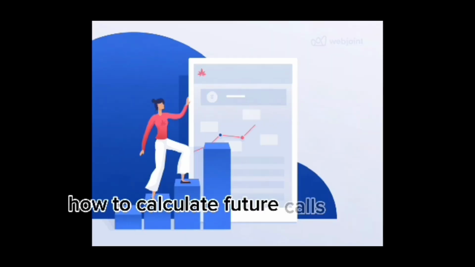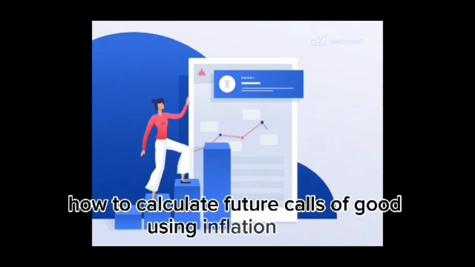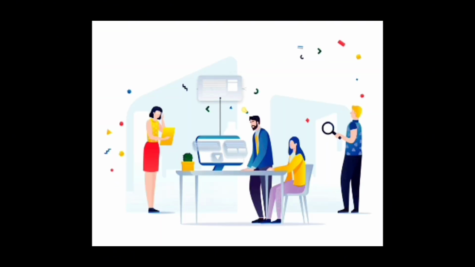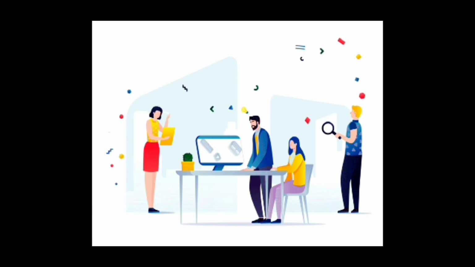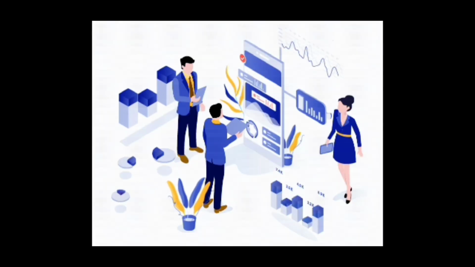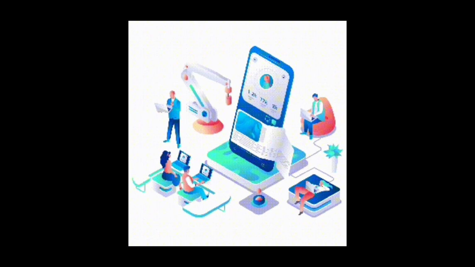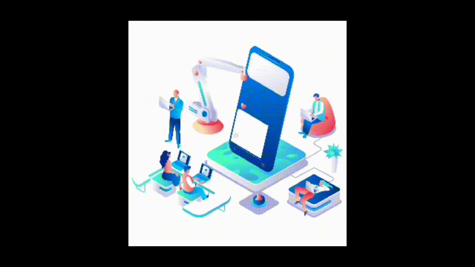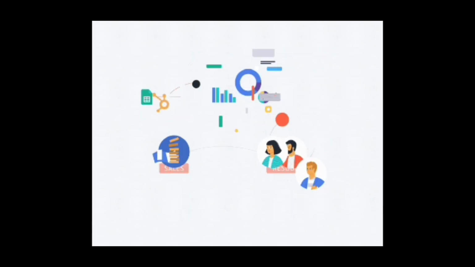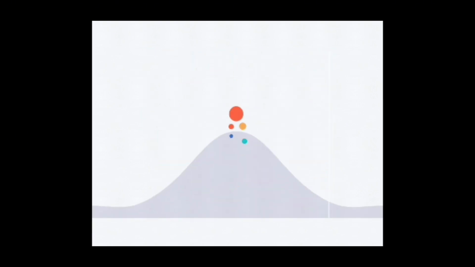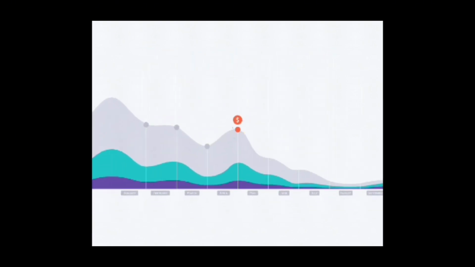How to calculate future cost of goods using inflation rates. Calculating future costs of goods using inflation rates involves adjusting the current cost by the expected rate of inflation over a given period. Here's how you can do it. First, identify the current cost. Determine the current cost of the goods or services.